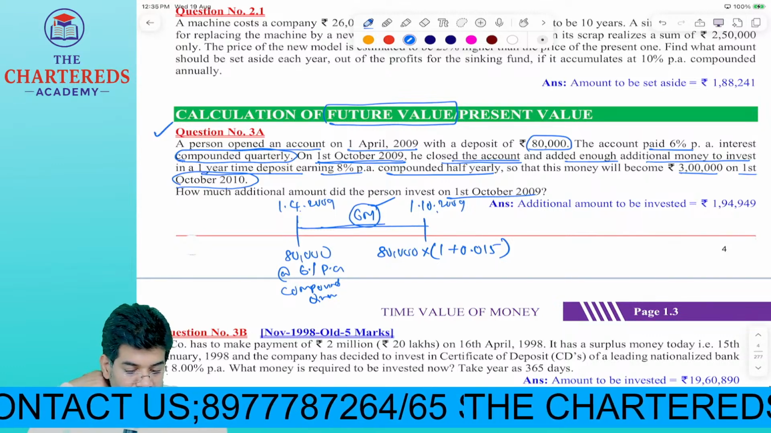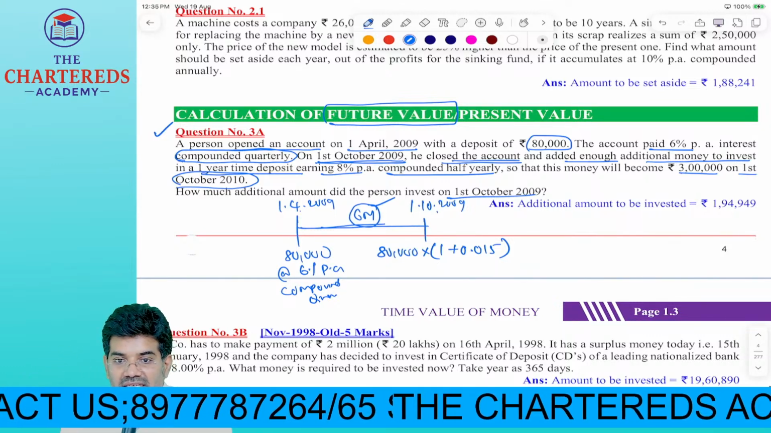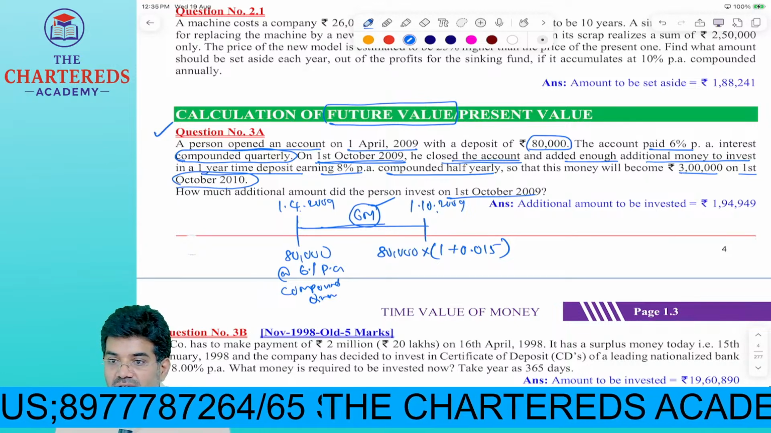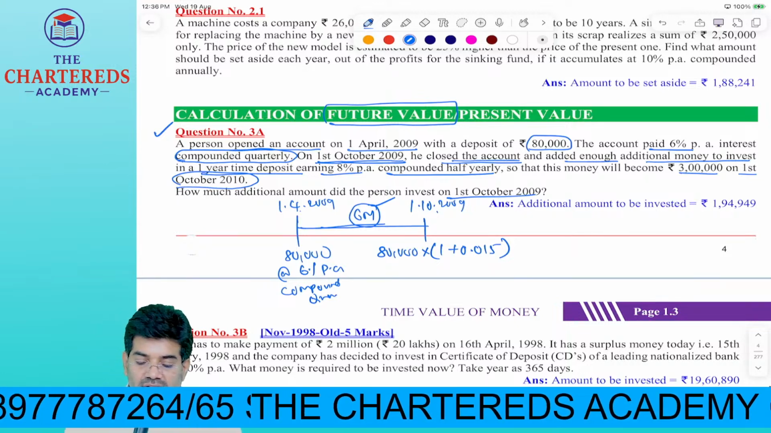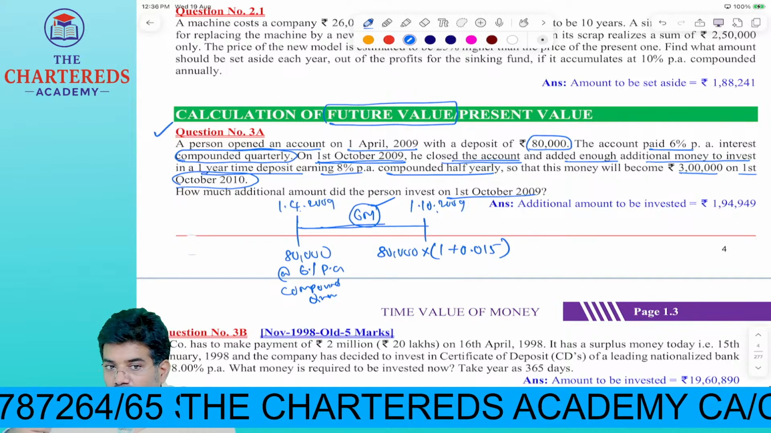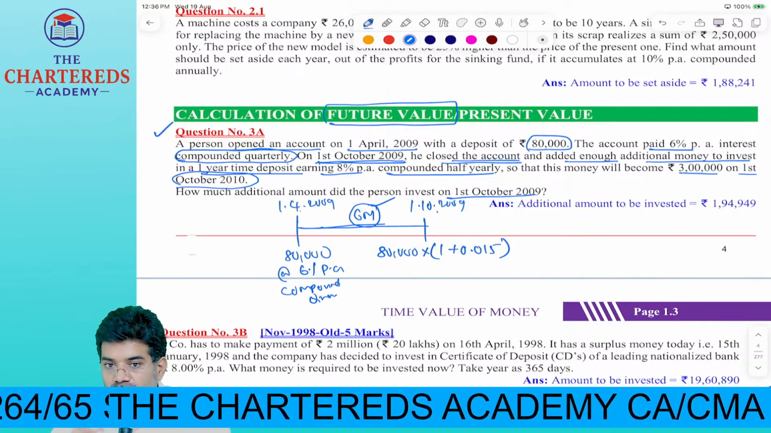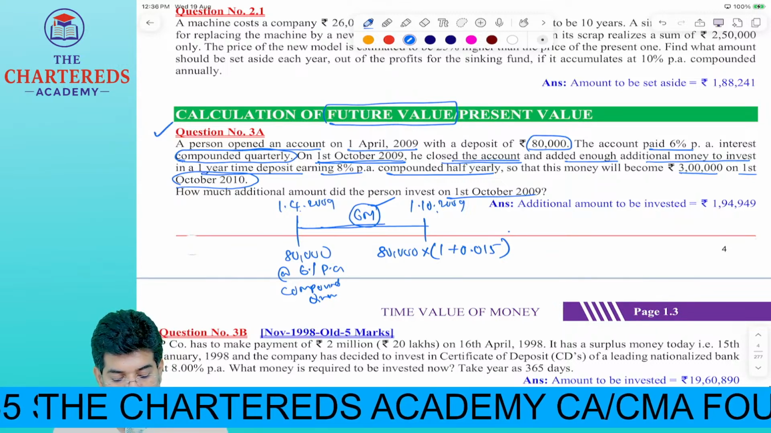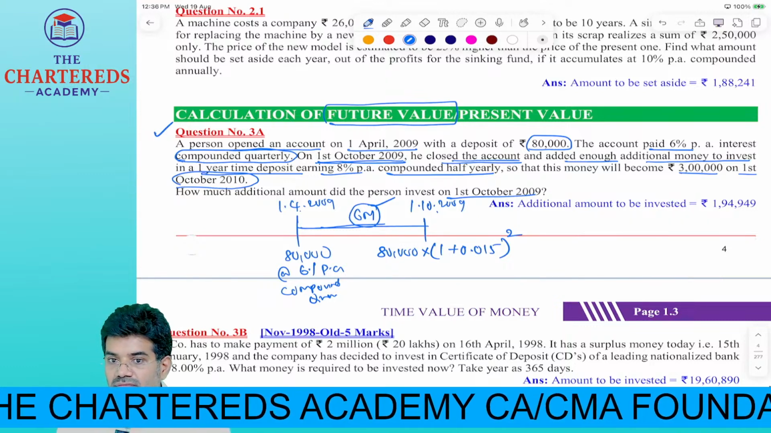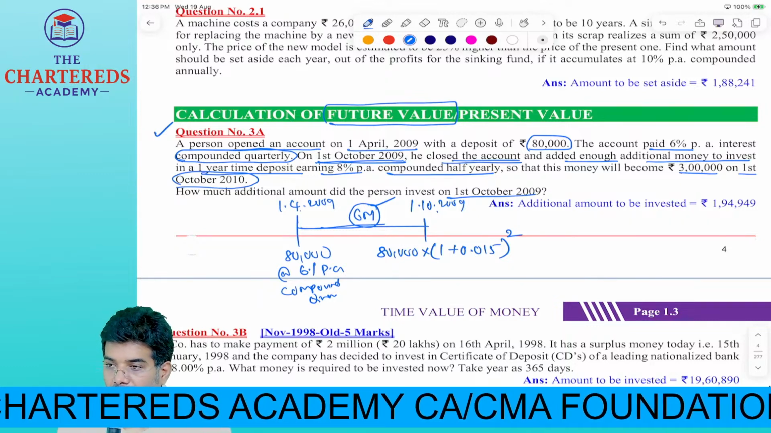Whole power, how many periods compounding will happen now? Tell me. What is our investment period? 6 months. How many times compounding is happening in 6 months? 2 times, every 3 months. So whole power 2. అంతేనా? ఎస్.